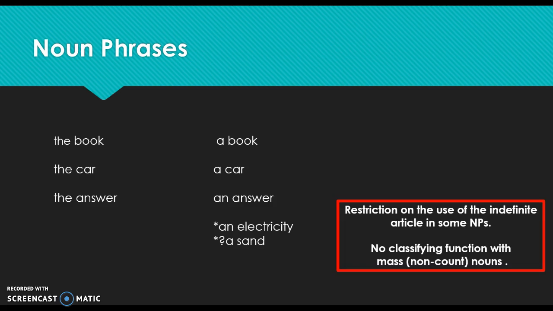So that is some things that we notice about noun phrases. The important thing being that linguists recognize that there are two articles, the definite article, and the indefinite article. And the indefinite article has two forms, but we consider it the same article.